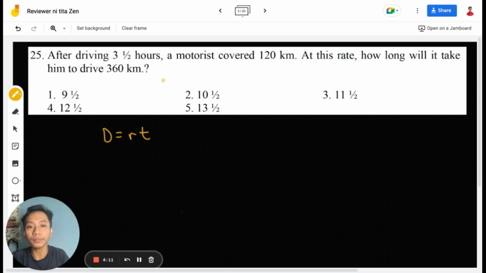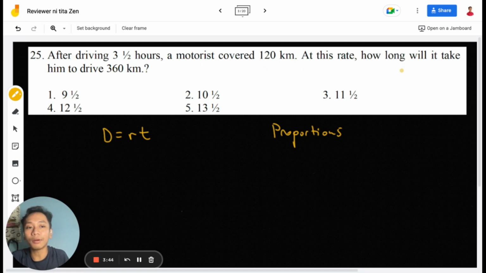Kagaya halimbawa, itong problem na to, nung nabasa ko siya, una kong naisip na ma-solve siya sa pamagitan ng proportions. Proportions ay yung idea sa math na may dalawang ratio ka na gustong i-compare. Notice, yung first sentence kasi natin, may comparison of ratios agad. 3.5 hours for 120 kilometers. So, may unit of time, may unit of distance.